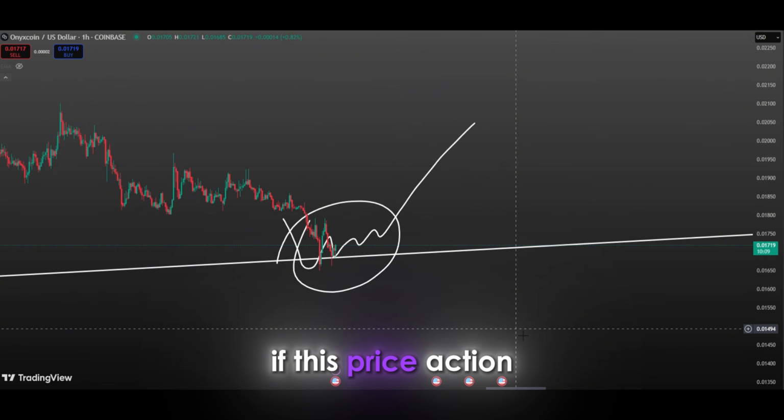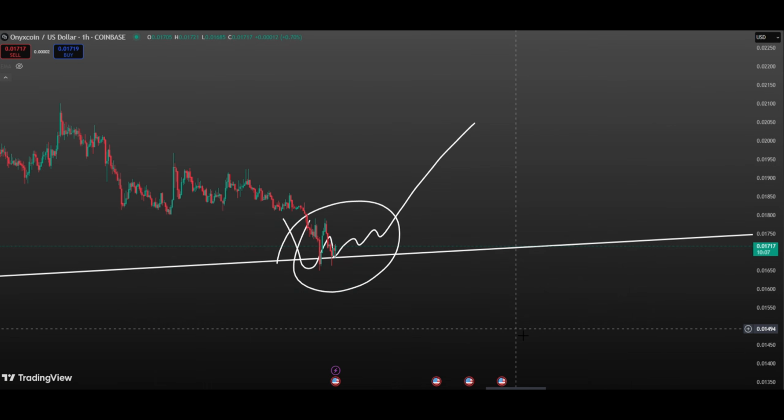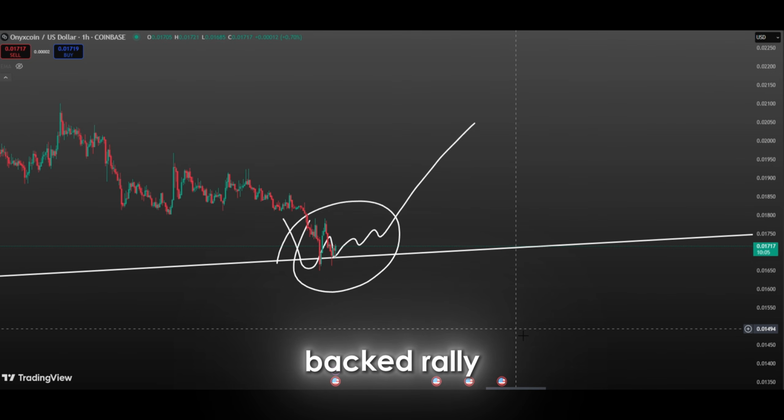If this price action continues to hold above the trend line and gains upward momentum with volume, it could signal the beginning of new highs. With the start of a volume-backed rally, the bullish sentiment in the market would strengthen, and more investors would want to join the trend. This could lead to an accelerated upward move in the price.